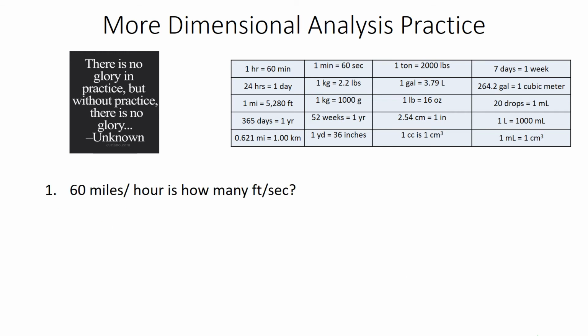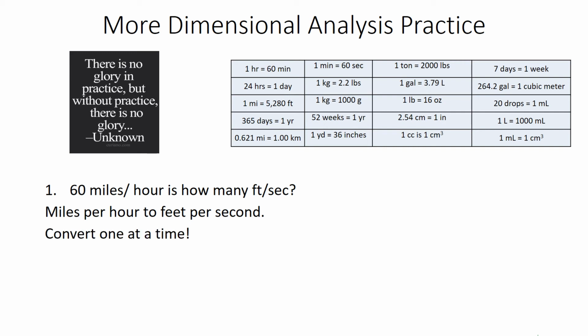So our final example is 60 miles per hour is how many feet per second? So we're being asked to convert miles per hour to feet per second. 60 miles per hour to feet per second. So we do have a bit of a problem here because we have essentially two units here. We have miles and hours that we're trying to convert into feet and seconds. So the way we're going to solve this is by converting one at a time.